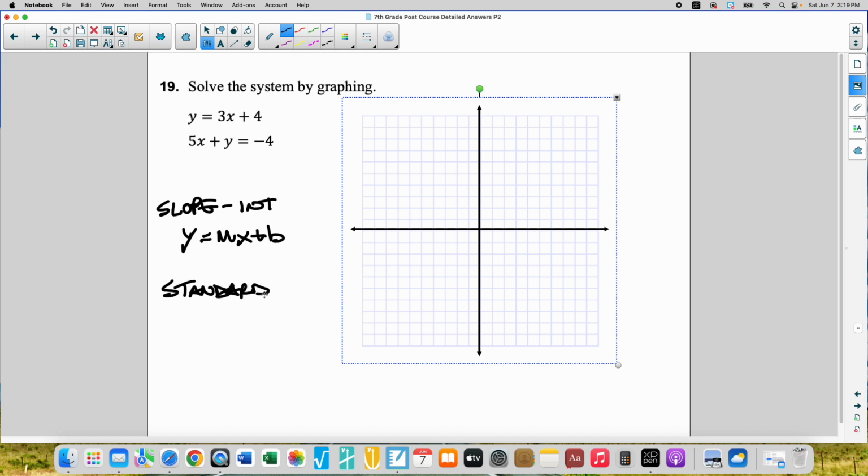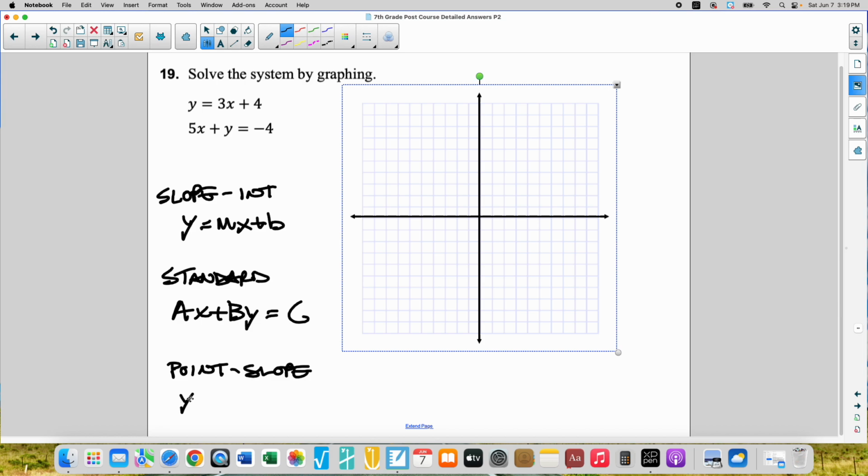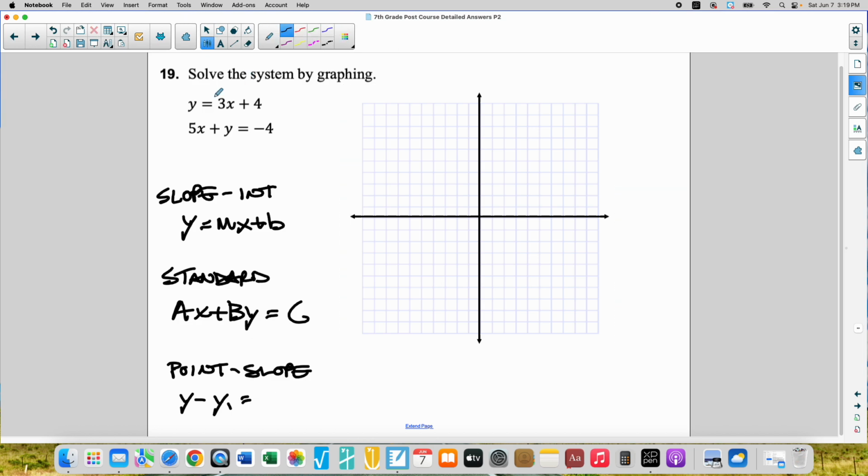Standard form is ax plus by equals c, and then it can be in point slope form, and point slope is y minus y sub 1 equals, it's been a minute, m times the quantity x minus x sub 1. And so slope, here's your slope, here's your y-intercept. Here are your two intercepts. You have a trick of finding the x and y intercepts, and then point slope, you have a point and you have the slope.